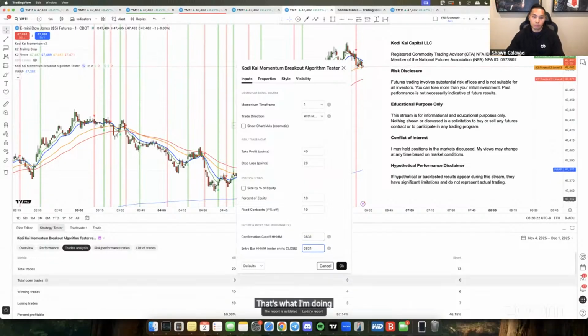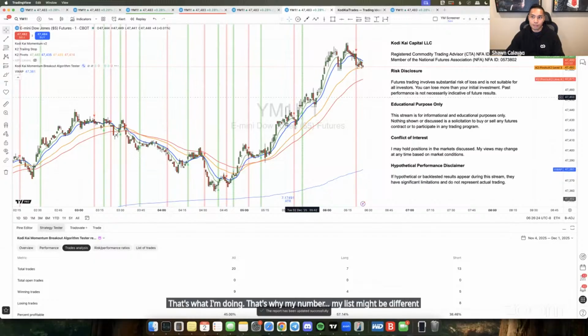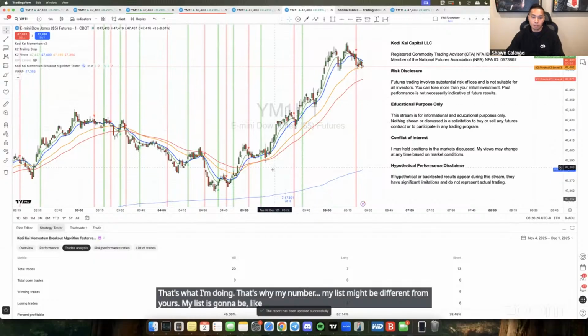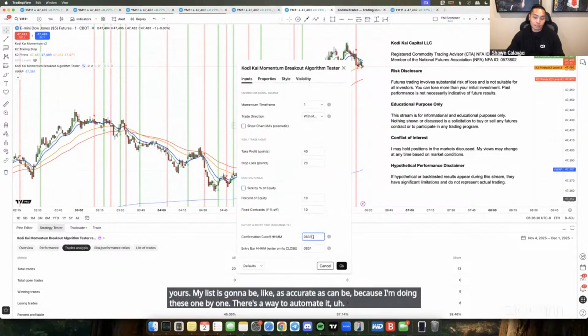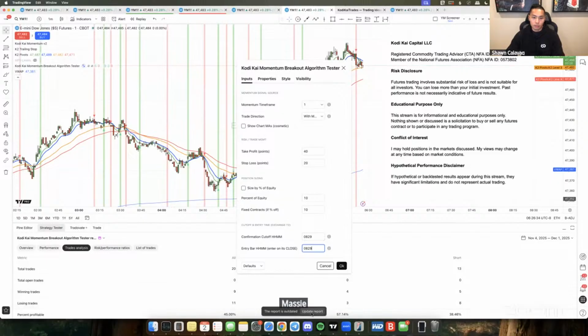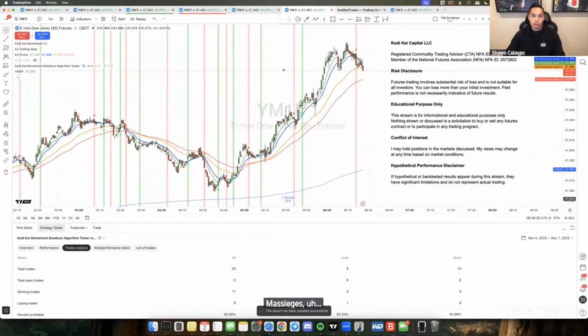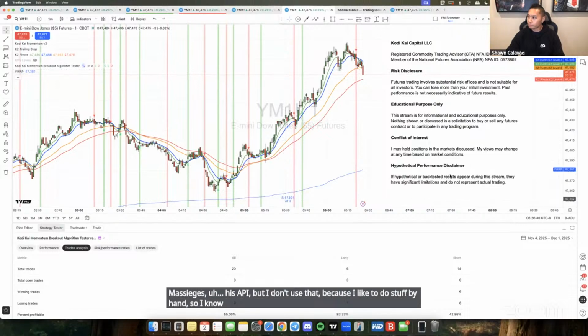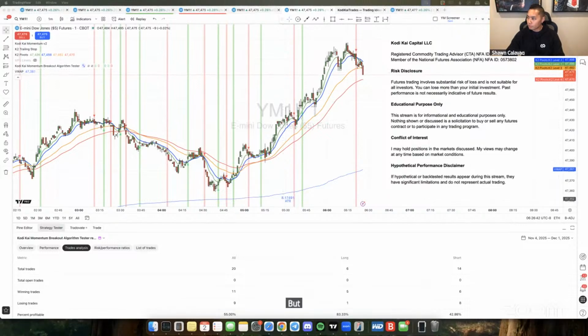That's why my list might be different from yours. My list is going to be as accurate as can be because I'm doing these one by one. There's a way to automate it using an API, but I don't use that because I like to do stuff by hand, so I know exactly what I'm doing. But yeah, Josh, that's pretty much why mine are different.